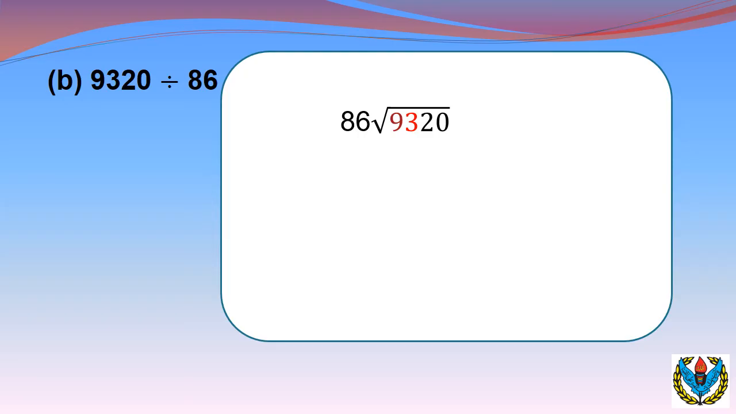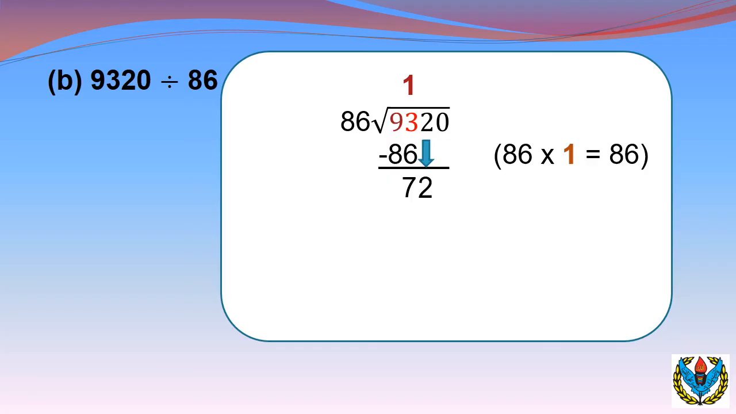We will read here the table of 8 up to 9. As 8 ones are 8, closest to 9, so we will multiply 86 by 1. 86 ones are 86, which is closest to 93. So we will write 1 above the division sign and 86 below the 93. By subtracting them, 93 minus 86 is 7. Next we will bring down 2 from the tens place and it becomes 72.